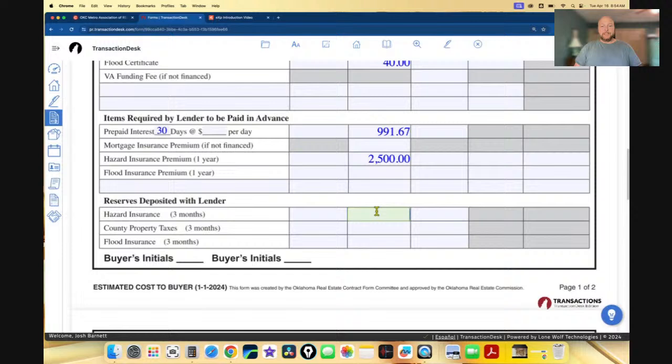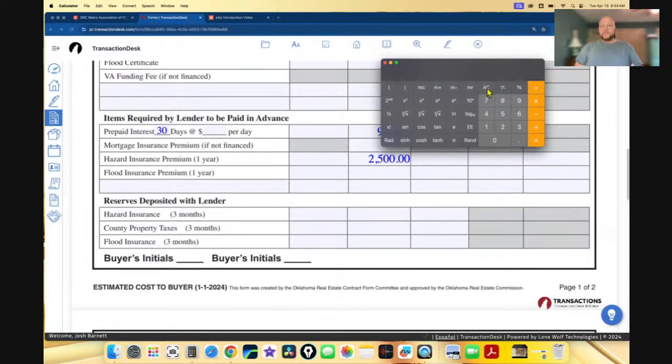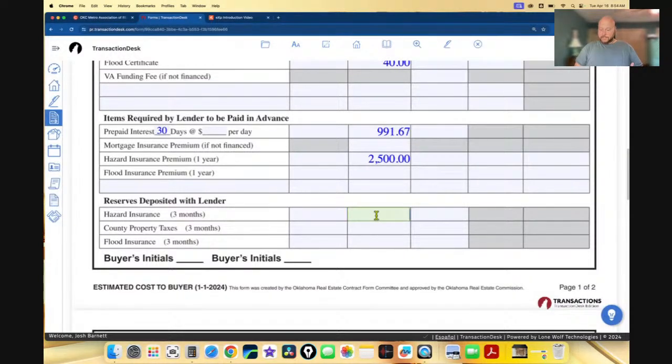Protect the buyer. Hazard insurance, $2,500 divided by 4 gives us 3 months, so 2500 divided by 4 gives us 625 right there. And then for county property taxes on a rural property like this, let's just say the taxes are 1% on a rural property like this. That's an example only, guys. Look at the tax records, see what it's coming for properties like that. So I'm going to say $1,700 annually on the taxes.